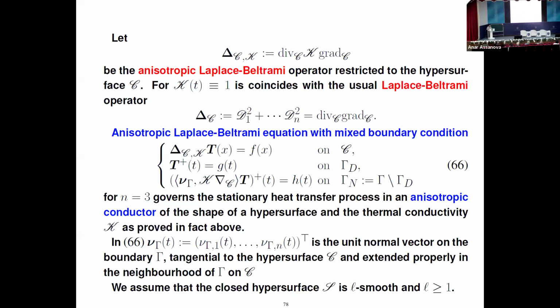And we can consider the solvability of this system, unique solvability. For this, what do we need? For this, we need the Lax-Milgram lemma. Yes, the anisotropic Laplace-Beltrami equation with boundary condition, the anisotropic Laplace-Beltrami operator. And since it is positive definite, the Lax-Milgram lemma helps here.